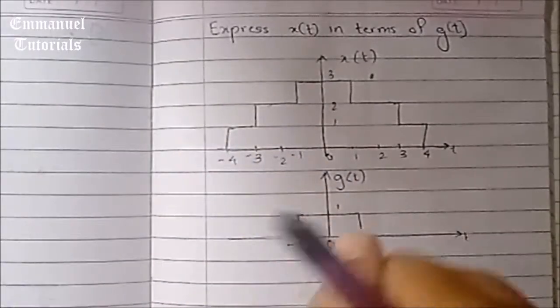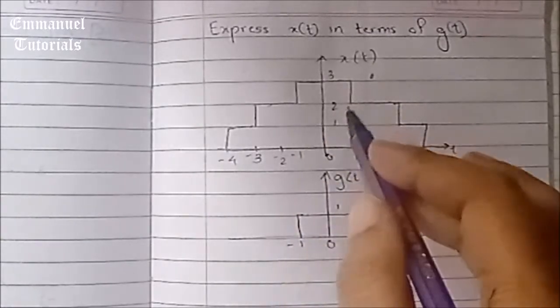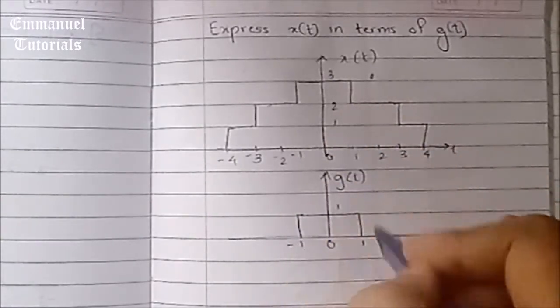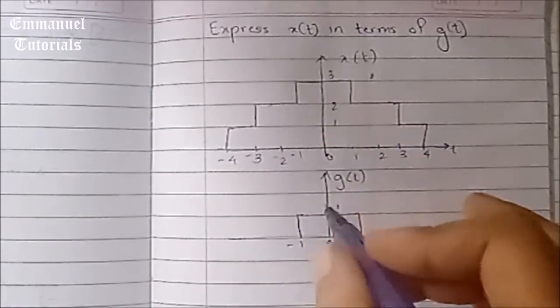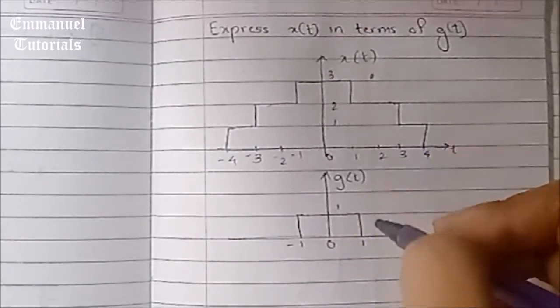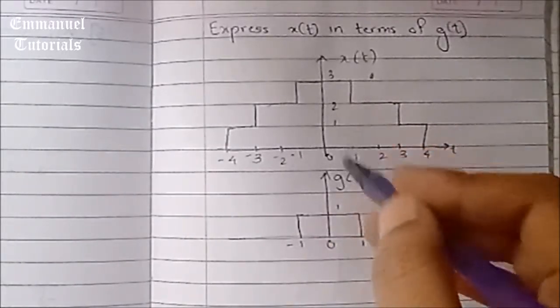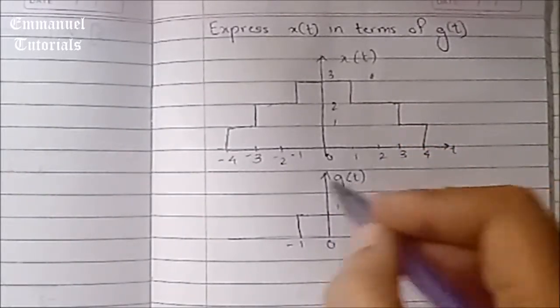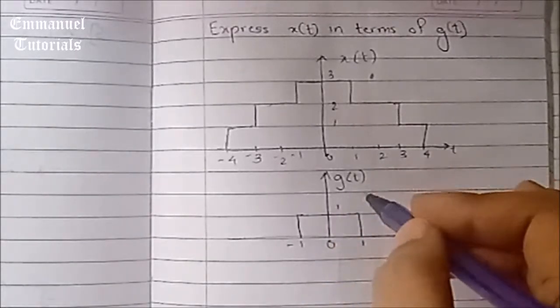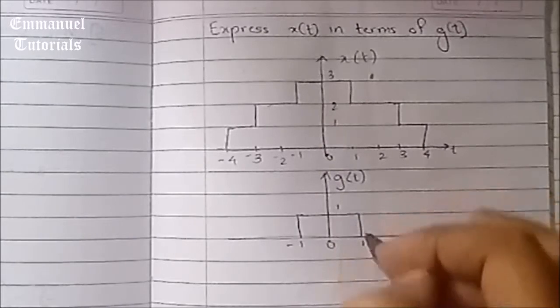So let's start. This question is related to expressing a particular signal in the form of another signal. So till now we have seen sketching signals using equations. Here we'll be sketching or expressing the signal in the form of equations by using another signal. So here we'll be representing x of t in terms of g of t.